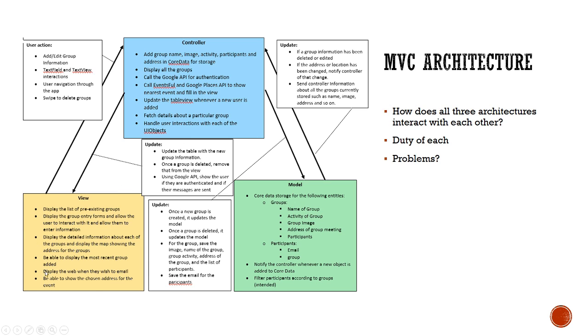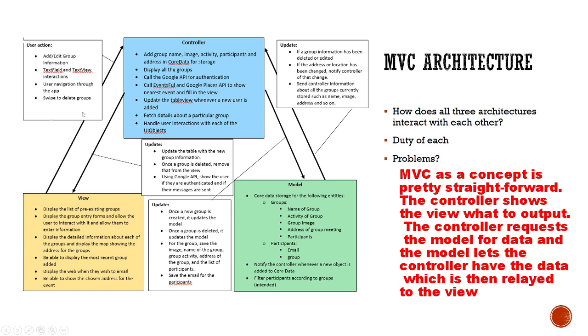So the view is the main display. The only job of the view is to display all the groups as well as each of the groups' information to the user, and that's all that the view does. Some of the things that the view lets the controller know are if the user added or wants to add or wants to edit a group. It lets the controller know if the user is interacting with the text field or text view. The view will let the controller know how the user is navigating through the app. And it will let the controller know if the user has swiped to delete a particular group, for example.